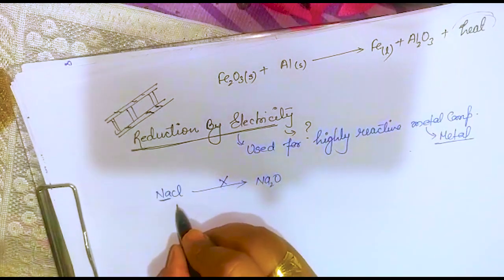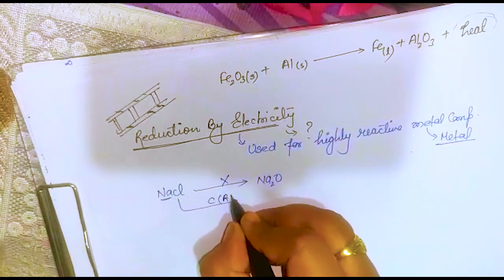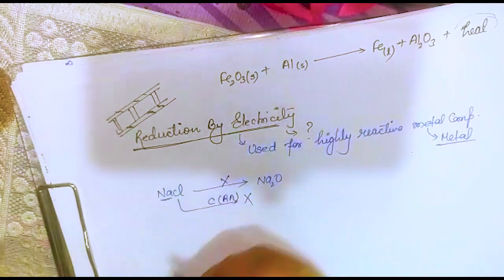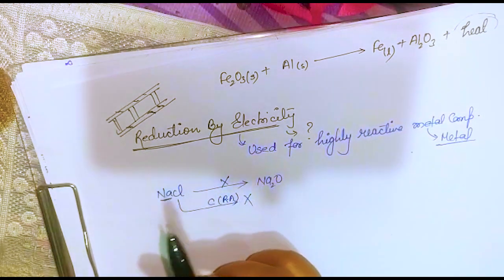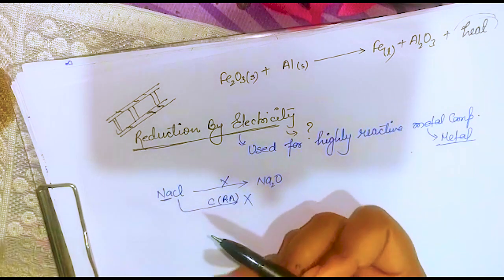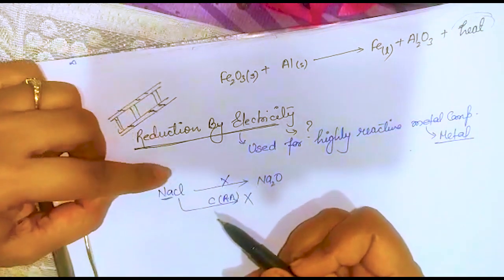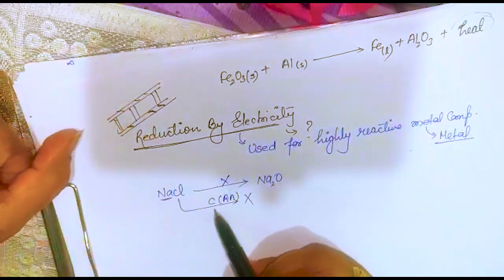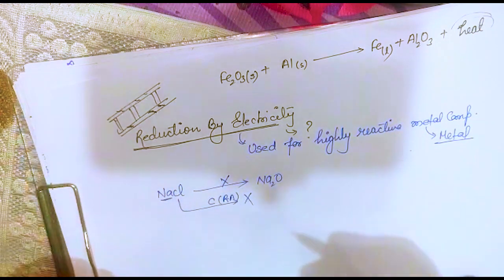Now the second method is using carbon as a reducing agent. This process is also not possible. Why? Because sodium is a highly reactive element. Carbon is not able to break this strong ionic bond. So carbon cannot break the bond of sodium and chlorine, and that's why this is also not used.